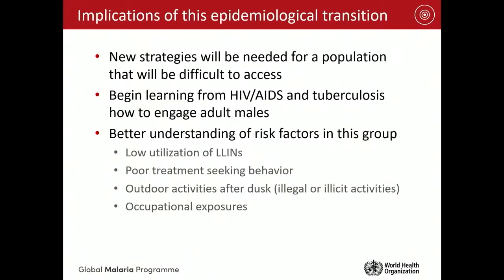So we're going to need to start learning from our colleagues who are dealing with adult male populations in diseases such as HIV, AIDS, and tuberculosis as to how we are going to engage them in the future in malaria control and prevention. And we have to better understand the risk factors in this group. Do they utilize LLINs at the same rate as adult women do? Are they using them less because they're traveling more and not taking nets with them? Do they have poor treatment-seeking behavior? What are they doing after dusk that puts them at risk of transmission? Are these illicit or illegal activities? And do they have occupational exposures that put them at risk?